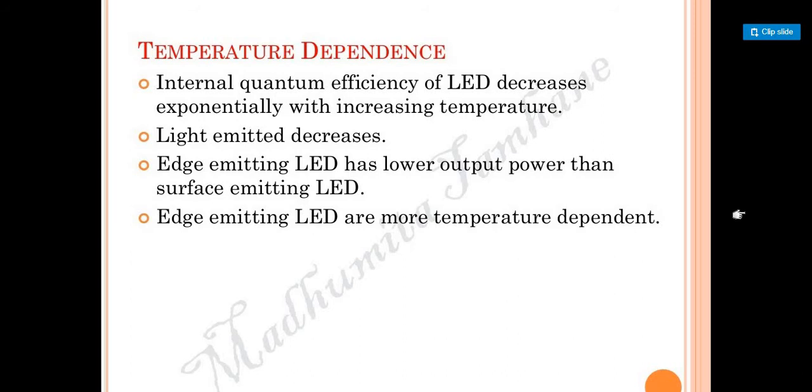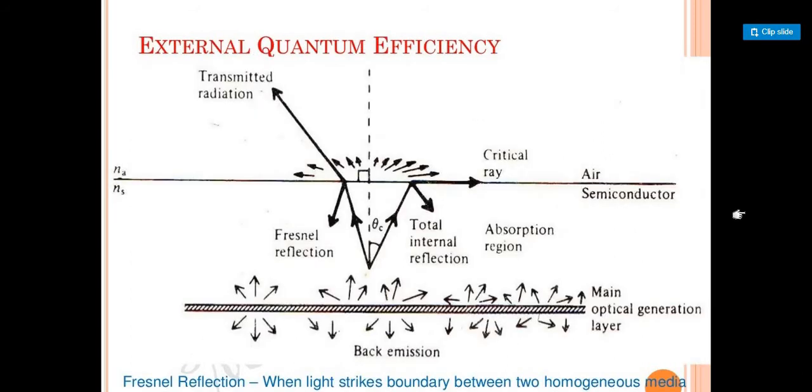Clear? Next part, how we are going to get the external quantum efficiency. The basic thing for the external quantum efficiency is the Fresnel reflection. We have two kinds of reflection, Fresnel and Fraunhofer. Here we are considering the Fresnel reflection. What is the main criterion for that? Whenever we pass light through two mediums, one is air and another is a semiconductor, right? These are my two mediums.